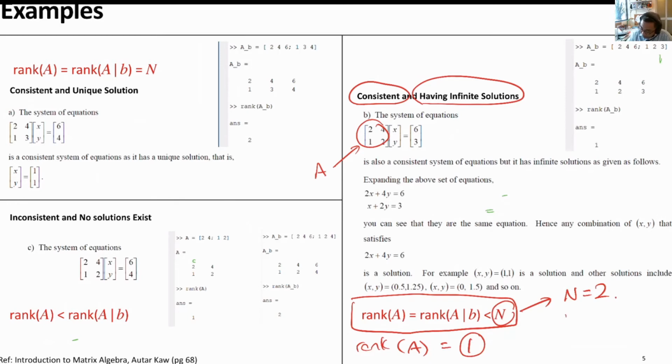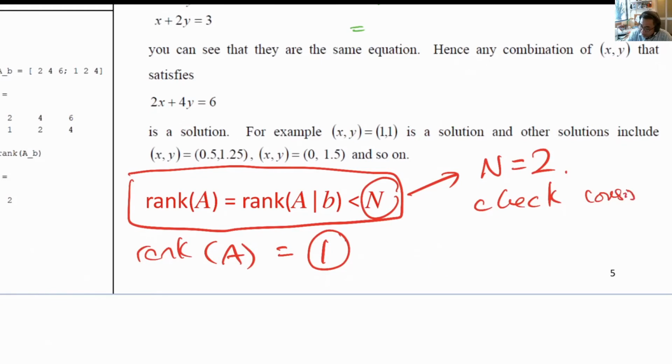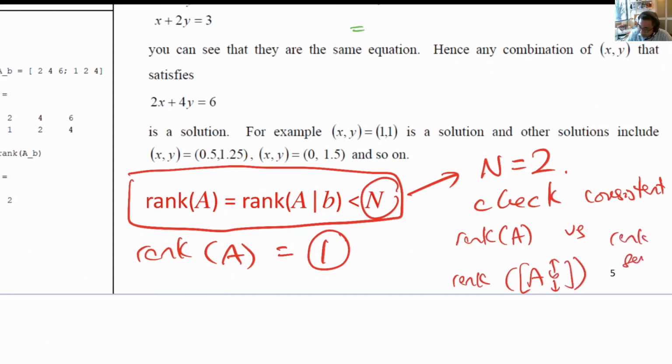First, let's check for consistency. To check whether a system of equations is consistent, all we do is check the rank of A versus the rank of A augmented by B. If the rank is the same, then the system of equations is consistent. It basically says that adding B will not change the rank. Column B is in the same column space as A.